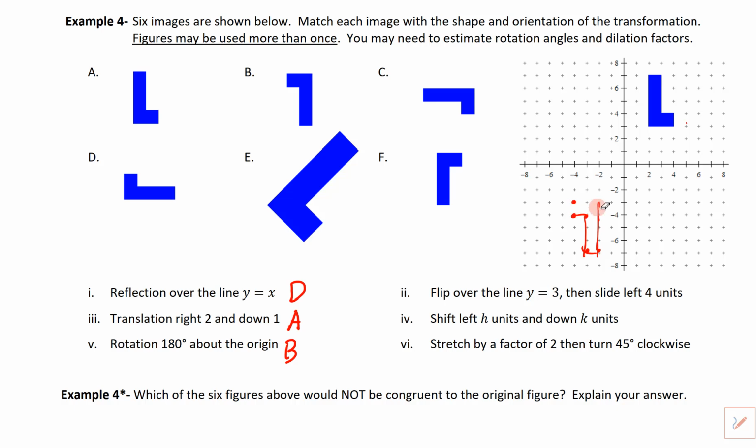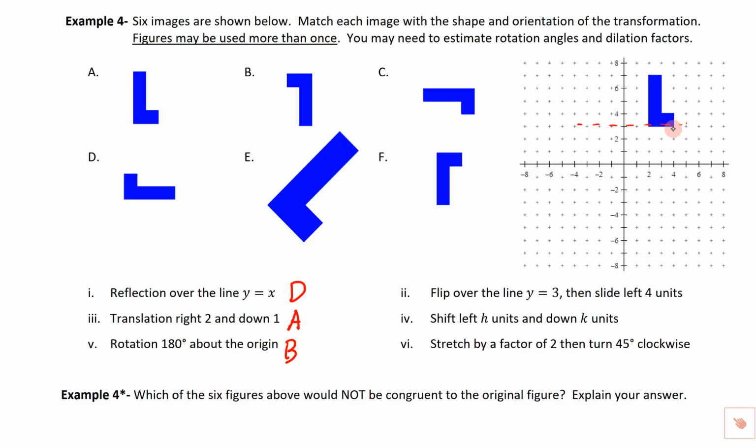And let's see, what's the next one? So we want to flip this over, or that would be a reflection over the line y equals 3. And then we want to slide it to the left 4. So y equals 3. Let's see, y equals 3 would be this one. Okay, horizontal line.